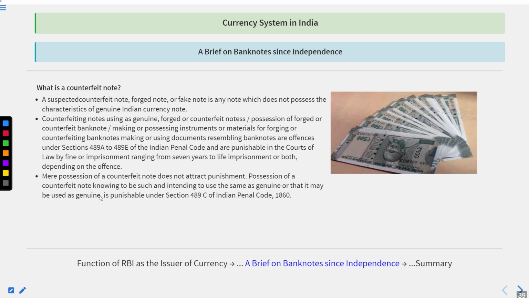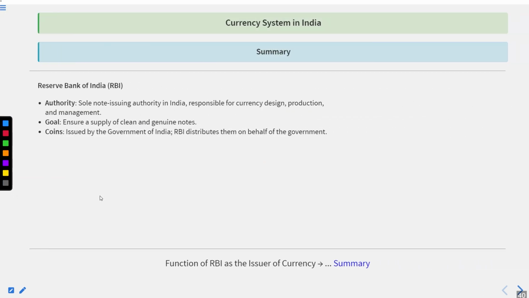Mere possession of a counterfeit note does not attract punishment. Possession of a counterfeit note knowing it to be such and intending to use it as genuine, or that it may be used as genuine, is punishable under section 489C of the Indian Penal Code, 1860.